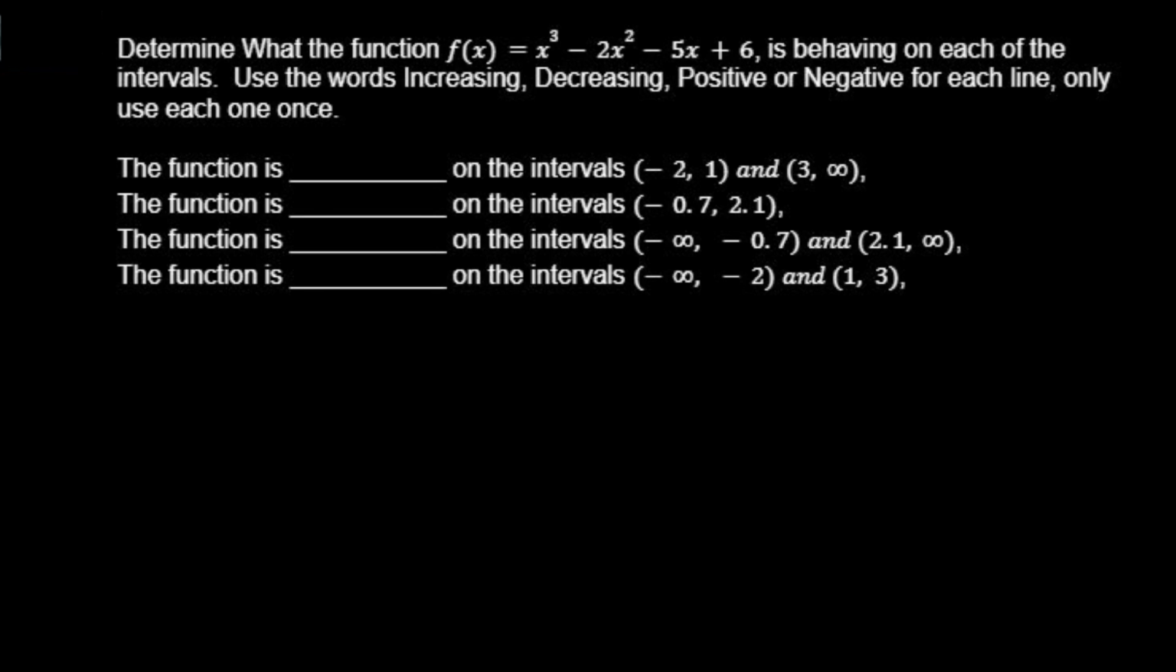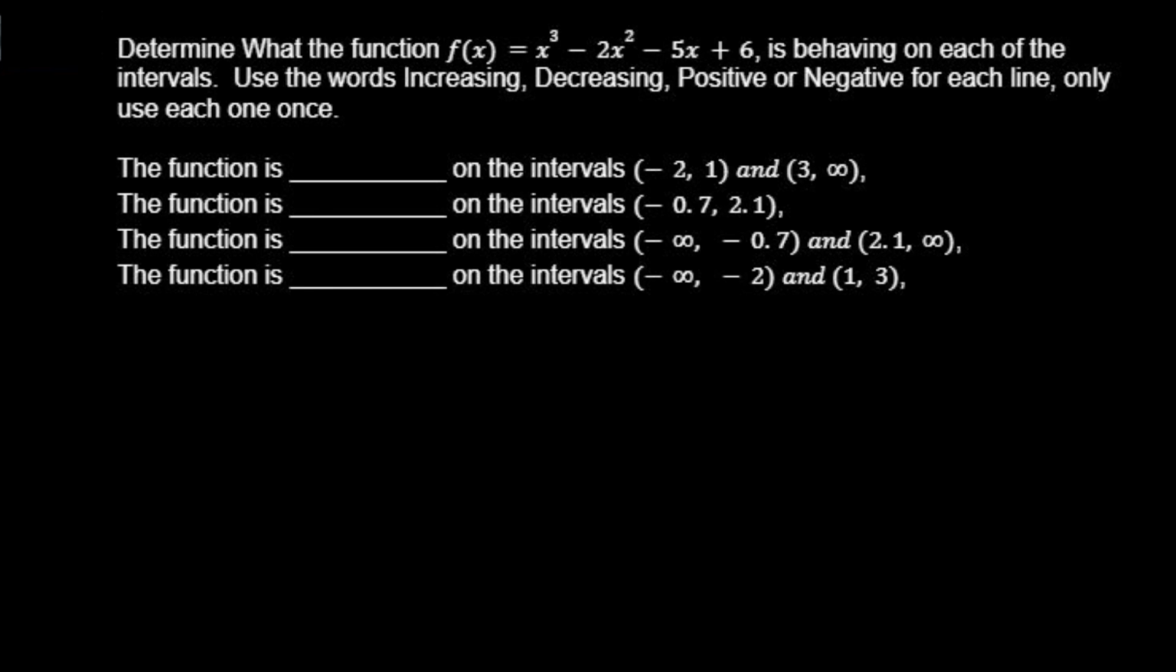Okay, in this example, we're going to determine how the function f of x equal to x to the third minus 2x squared minus 5x plus 6 is behaving on each of the following groups of intervals. We're going to use the words increasing, decreasing, positive, or negative for each line, and only use each of the words once. Now we're not going to do this with the graphing calculator. This is just to see our actual skills with interpreting the characteristics of the function from the equation, and just typing it into the graphing calculator would defeat that purpose.